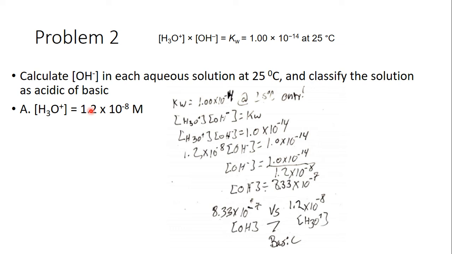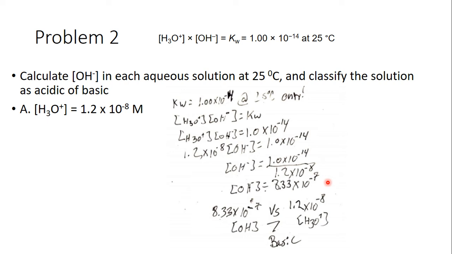We're given the hydronium concentration, so I plug that in, and I want to solve for OH, so I want OH alone. I'm going to divide each side by the acid concentration, and you get the hydroxide concentration is 8.33 times 10 to the minus 7.